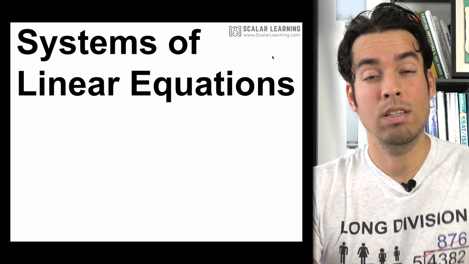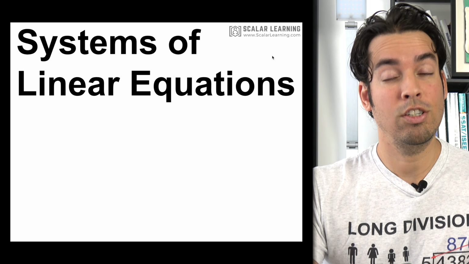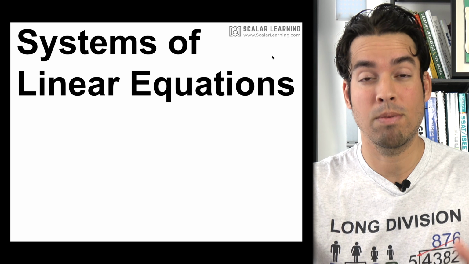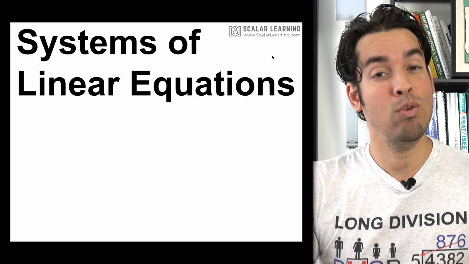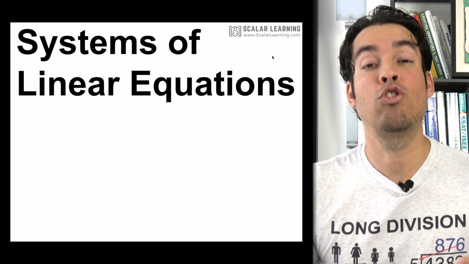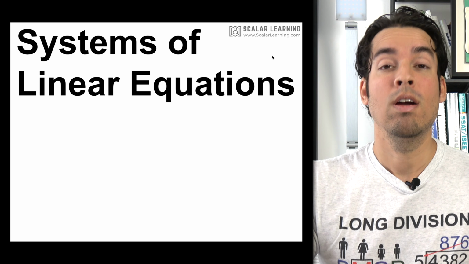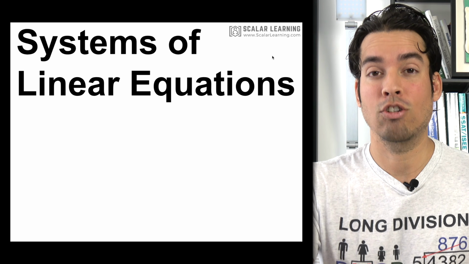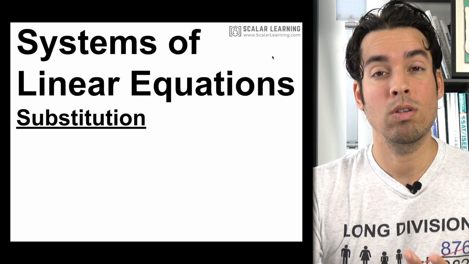Now, when we talk about systems of linear equations, what I previously showed you is how to look and solve from a graph. But we may not always have a graph, and we may not always want to make a graph because it takes a lot of time. There's 2 methods by which we can solve a system of linear equations algebraically. The first one is called substitution.